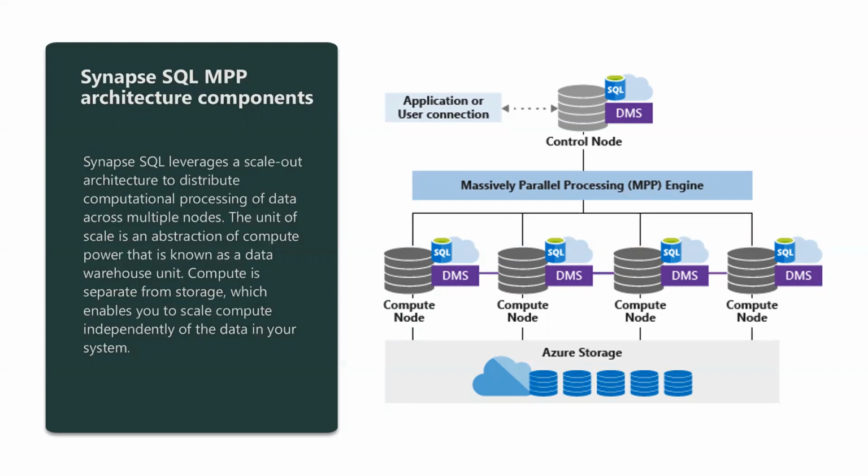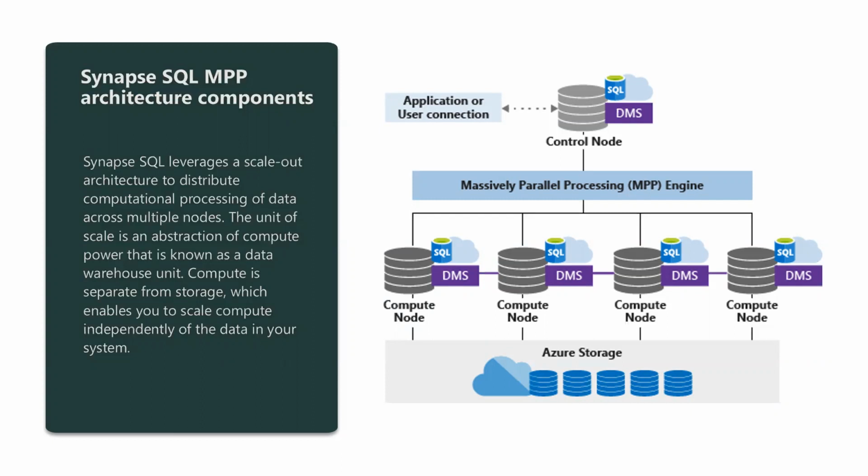The compute nodes store all user data in Azure storage and run the parallel queries. The data movement service is a system-level internal service that moves data across the nodes as necessary to run queries in parallel and return accurate results.